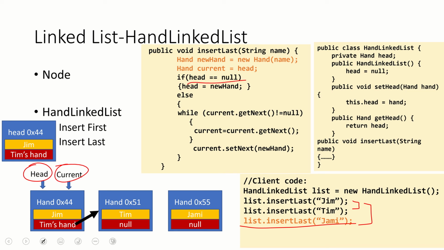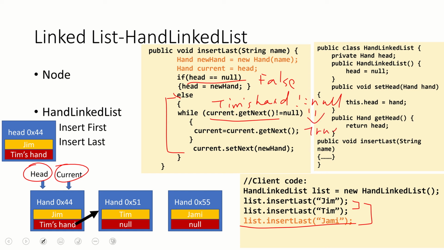Again, we go to this if statement. The head is not null, which means over here is false. We go to the else statement. In the else statement, we check current next. Right now, the current next is what? It is Tim's hand, right? So obviously Tim's hand is not null. This returns what?